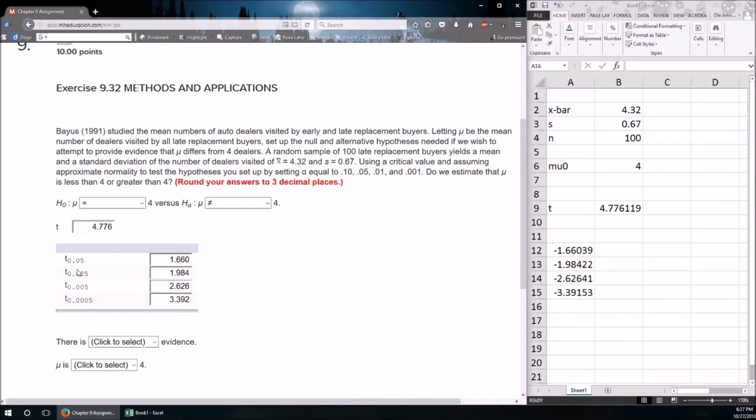Now, where did these values come from? Well, notice that we're setting alpha equal to 0.1, 0.05, 0.01, and 0.001. So these are the alpha over 2 values. So instead of calculating these with t.inv, we could have calculated them with t.inv.2t. That gives us the two-tailed critical value. Here, the probability is going to be the alpha value, still 99 degrees of freedom. And notice it automatically gives us the positive.